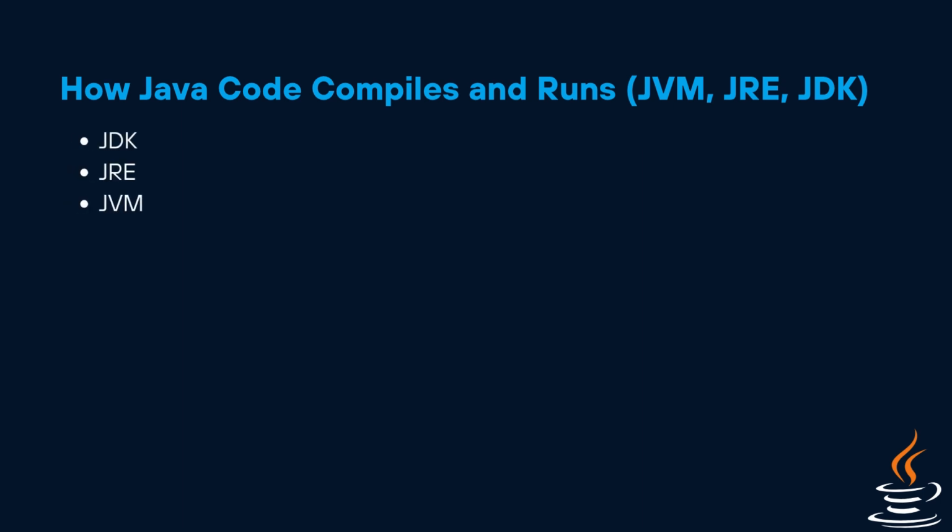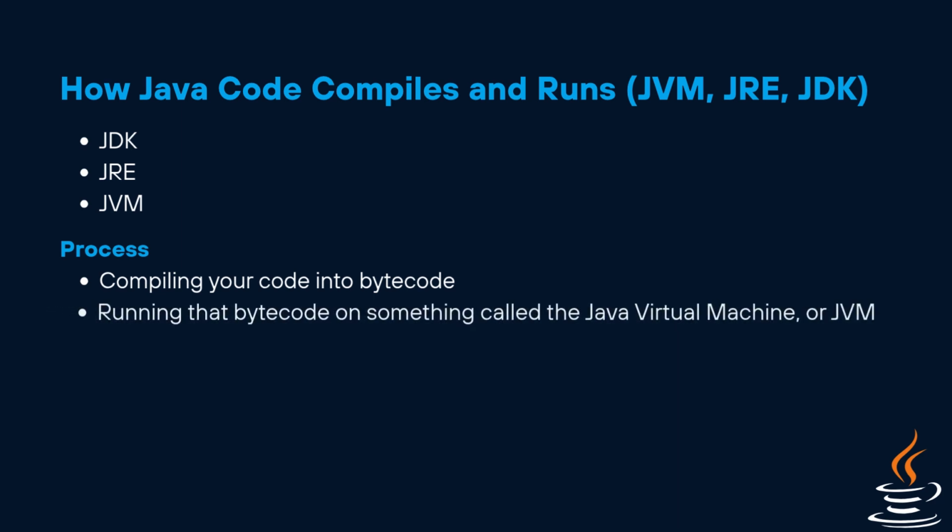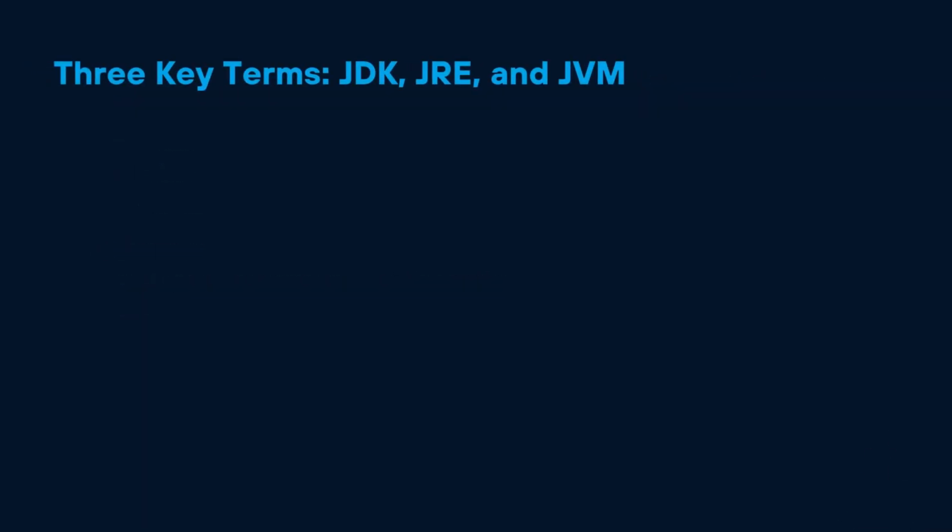The big picture. When you write Java code, you are writing it in human readable text. But computers can't directly understand this text. They speak in machine code, which is made up of binary numbers. So Java uses a clever process to turn your code into something the computer can execute. This process involves compiling your code into bytecode, then running that bytecode on something called the Java Virtual Machine, or JVM. Let's understand the three main components involved in this process.